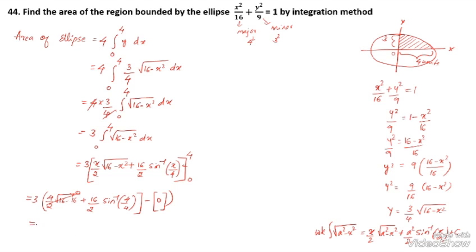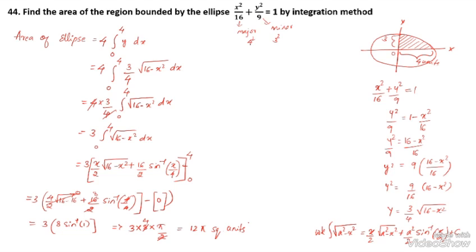Okay. While solving this, 3 into 2 ones are 2, 8s are 8 into sine inverse of 4 by 4 gets cancelled, sine inverse of 1. While solving this, 3 into 8. What is the sine inverse of 1? Pi by 2. While solving this, 2 ones are 2, 2 fours are 8... so 3 into 4, 12 pi square units. The area of the region bounded by the ellipse is 12 pi square units.